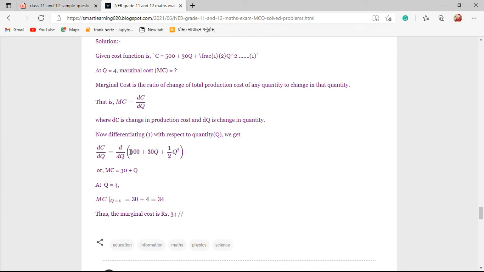First, the derivative of 500, a constant number, is 0. In the second and third terms, 30 is as it is, since the derivative of Q is dQ by dQ, which is 1, so only 30 is there, and then half Q square. The derivative of Q square is 2Q, the 2 cancels off and you only get Q, so MC is equal to 30 plus Q actually. Use Q equal to 4. At Q equal to 4, you get MC is 34. Thus the marginal cost is rupees 34.